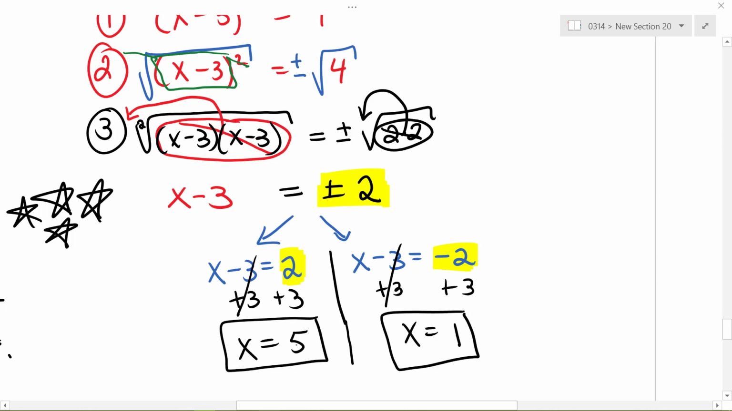That is perfectly fine. So when you have this plus or minus and you still need to do some work to solve for x, I want you to separate this into 2 separate equations using that plus or minus, taking it as a positive and then taking it as a negative.